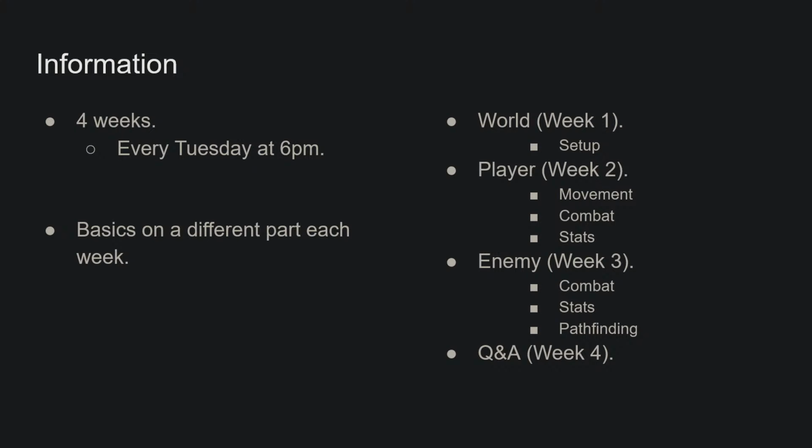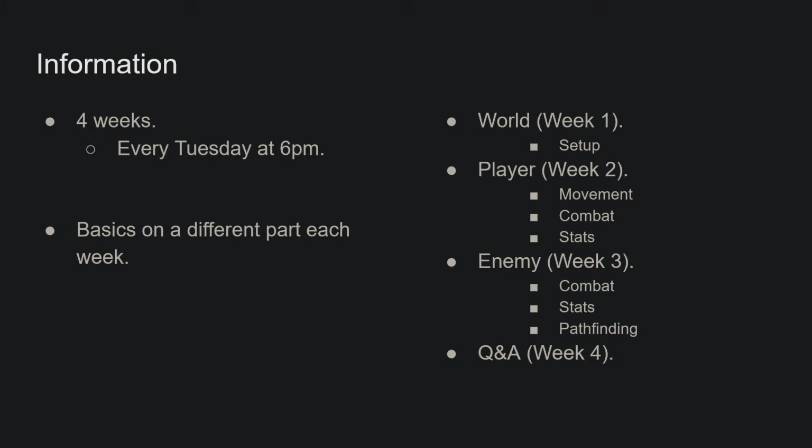And then finally we're going to work on a stat system for the player. So this is going to affect how fast the player moves, how much damage he does, how much health he has, just general things like that. And then on week 3, we're going to do the exact same thing except with a little bit of a twist, because the enemy that we're going to be working on needs to use the pathfinding data, which is what we set up in week 1. So we'll finally be able to use that information that we baked into the world on week 1.